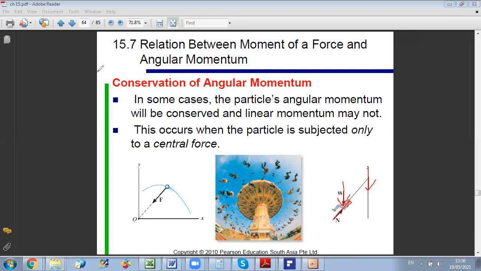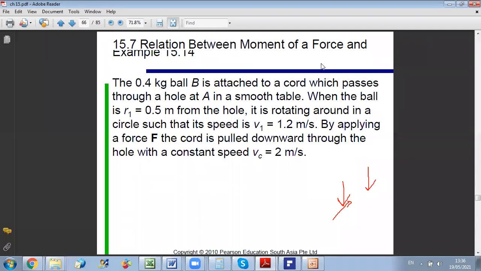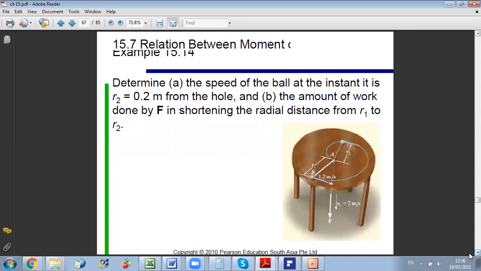Let us see some other examples. Let us do this problem together. We have the 0.4 kilogram ball B attached to a cord which passes through a hole at A in a smooth table. When the ball is at 0.5 meters from the hole, it is rotating in a circle such that its speed is V1 equals 1.2 meters per second. By applying a force F, the cord is pulled downward through the hole with a constant speed of 2 meters per second. This came in the exam, almost the same, a problem very close to it.